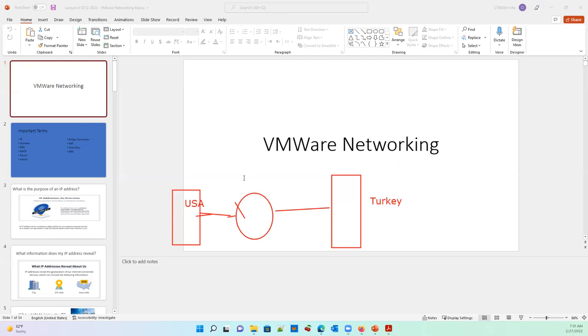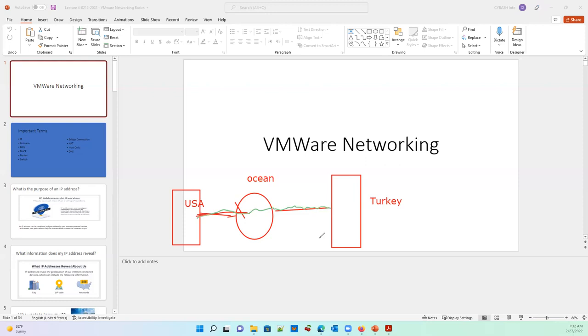This is the ocean. Let's use a different color for the cable here. You connect a cable, cross the ocean under the sea, and come through here and go to Turkey. So that's another way to connect two computers so they can talk to each other. Regardless of the distance, as long as you have a medium to connect the two sides, you can talk to each other.